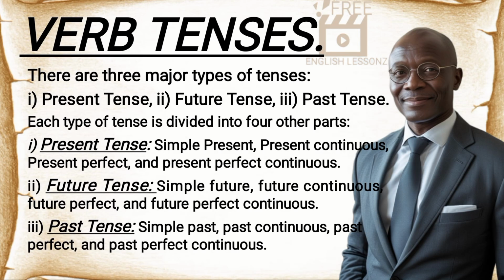1. Present tense is divided into simple present, present continuous, present perfect, and present perfect continuous. 2. Future tense: simple future, future continuous, future perfect, and future perfect continuous. 3. Past tense: simple past, past continuous, past perfect, and past perfect continuous.